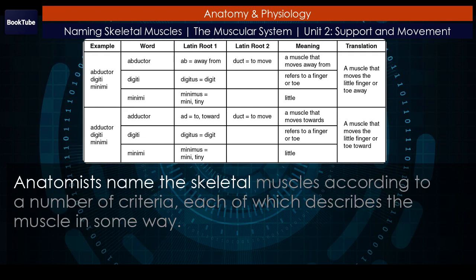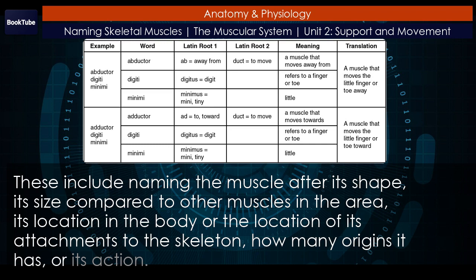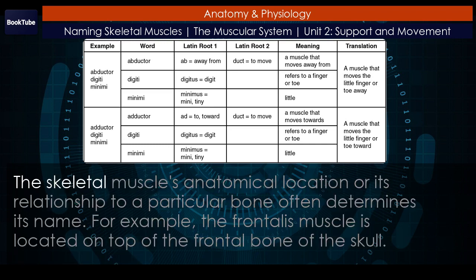Anatomists name the skeletal muscles according to a number of criteria, each of which describes the muscle in some way. These include naming the muscle after its shape, its size compared to other muscles in the area, its location in the body or the location of its attachments to the skeleton, how many origins it has, or its action. The skeletal muscle's anatomical location or its relationship to a particular bone often determines its name.